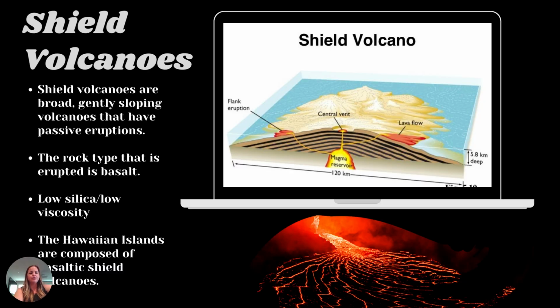All right, so starting with shield volcanoes. Shield volcanoes are very broad, gentle-shaped, sloped volcanoes. And the reason for that is because their lava is very low silica, very low viscosity. It just kind of oozes out and runs far from the vent.